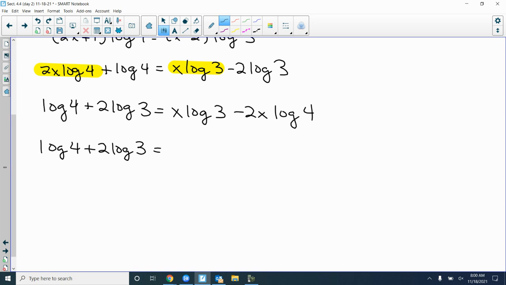All right, our own rules. If you got 2 terms with an x in it, you factor out the x. Now, what's that going to look like? Everything's being multiplied in each of those terms. Factor out the x. You're basically dividing each piece by x. It's going to be log of 3 minus 2 log of 4.